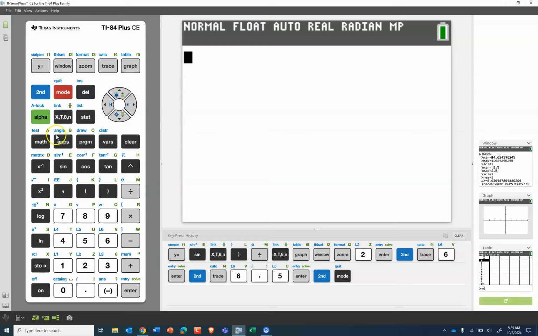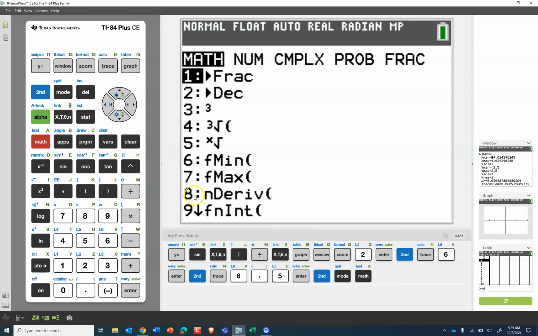Another way to go, and in fact, usually it's better, quicker, however you want to say that, is from the math screen. And it's down here, numerical derivative. So this is one of the 4 things you do a lot. So you just get used to it. Math 8, math 8, math 8, nice and quick.